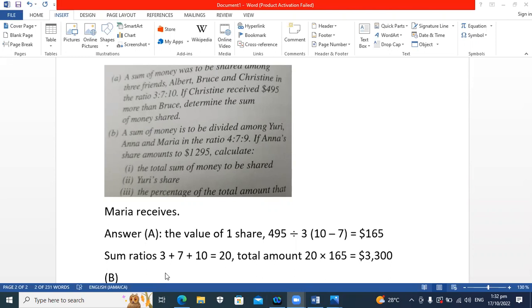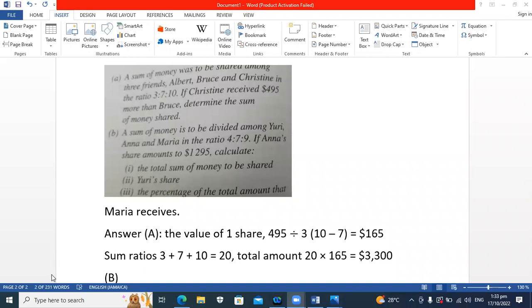Sir, can you read B3 question? All right, so it says the percentage of the total amount that Maria receives. All right, so let me try to help you out here. To get that answer, all you need to do is find out how much Maria received and divide that by the total amount. The total amount you'd have worked out in part 1.